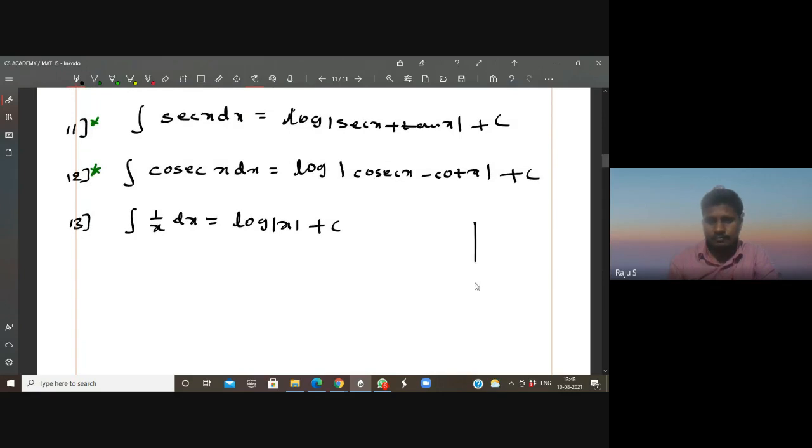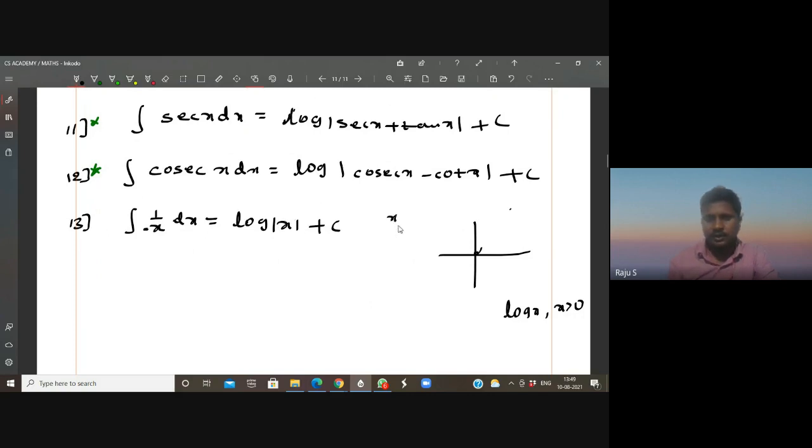The domain of log x is that x must be greater than 0. For example, I want to know the integral of 1 by minus x. What about the integral of 1 by minus x? Log of minus x. If you are not putting this modulus, it will become negative. We will get log of minus x.